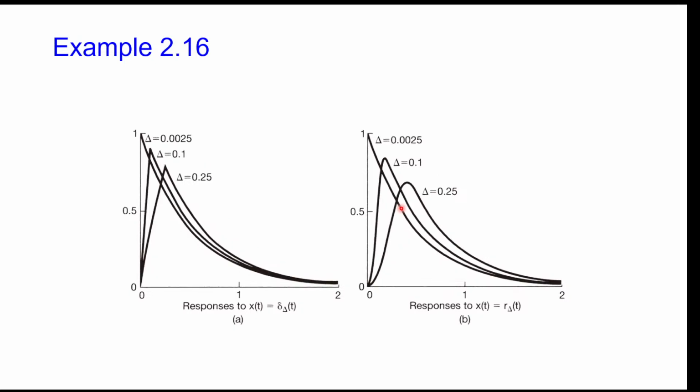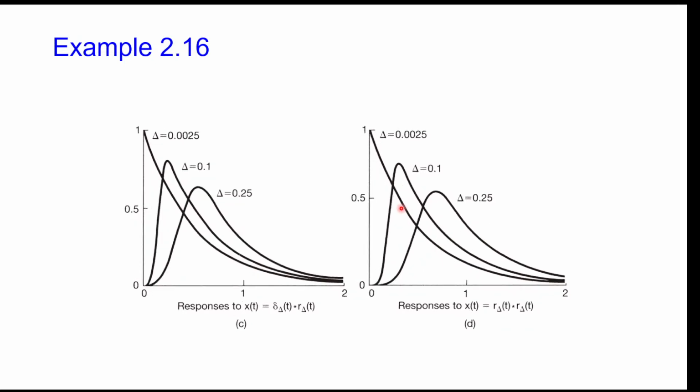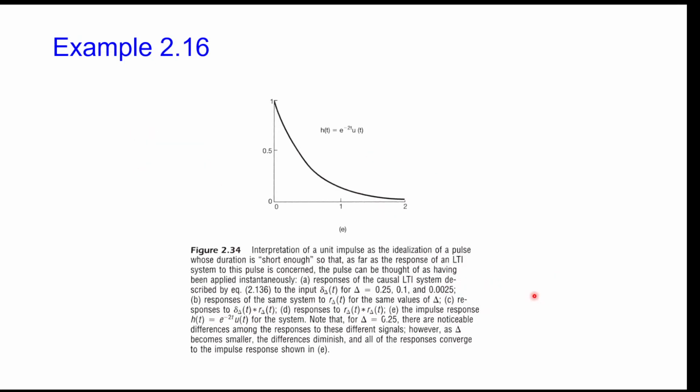Then here we hit it with something different. We hit it with a three-fold convolution, with δ-sub-Δ convolved with R-sub-Δ, and so on. We even have a fourth-order convolution here. It's an even smoother function when Δ is non-zero, but they all converge to this exponential decay function. And here we just show the result.